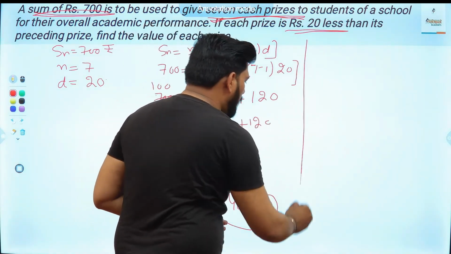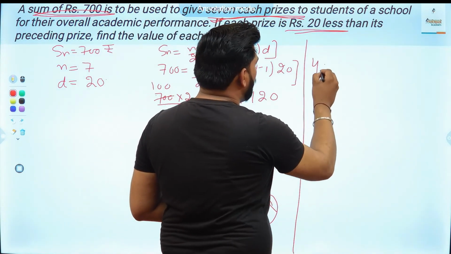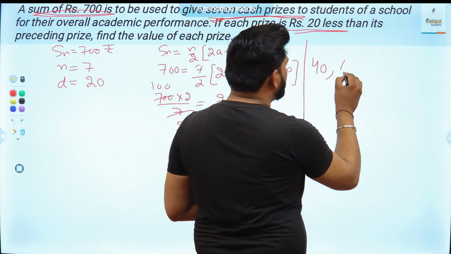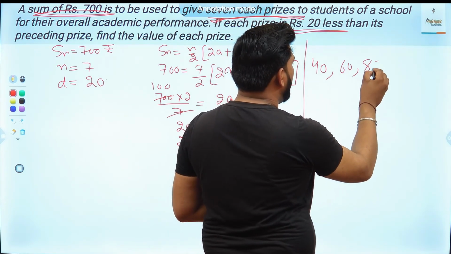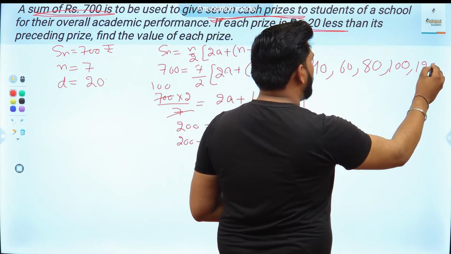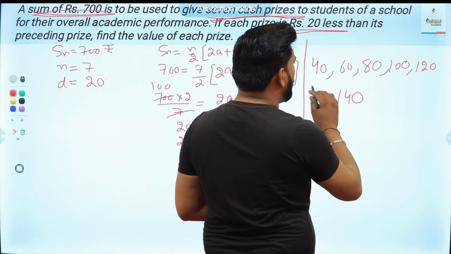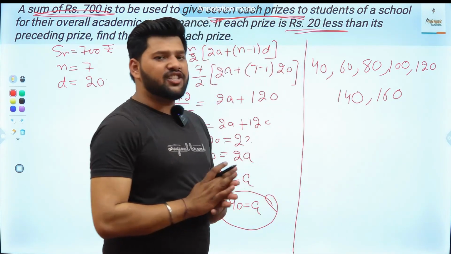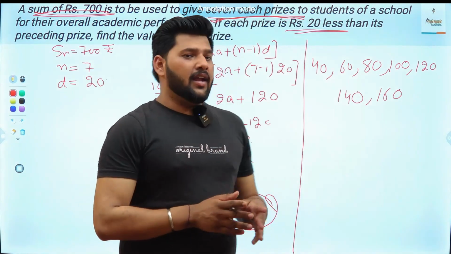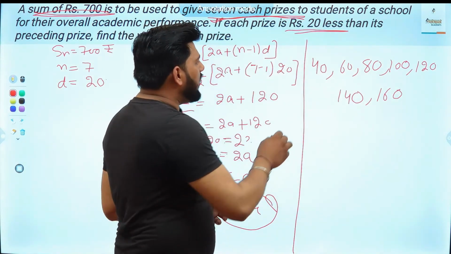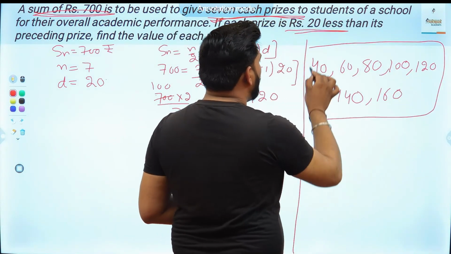So the cost of the first prize is 40, the cost of the next prize is 20 more, that is 60, next is 80, next is 100, the next one is 120, next is 140, and the last one is 160. So these are the 7 cash prizes, in which the first cash prize is 40 and the last one is 160. And look at here, their total sum is 700.